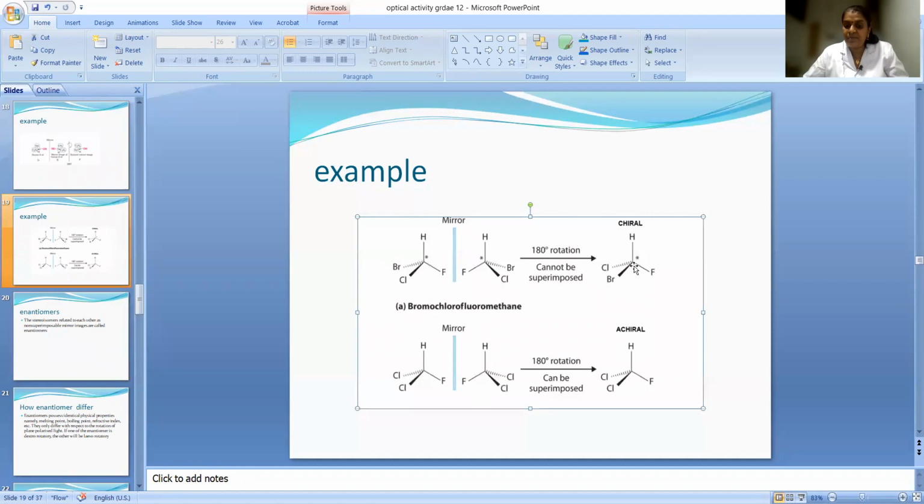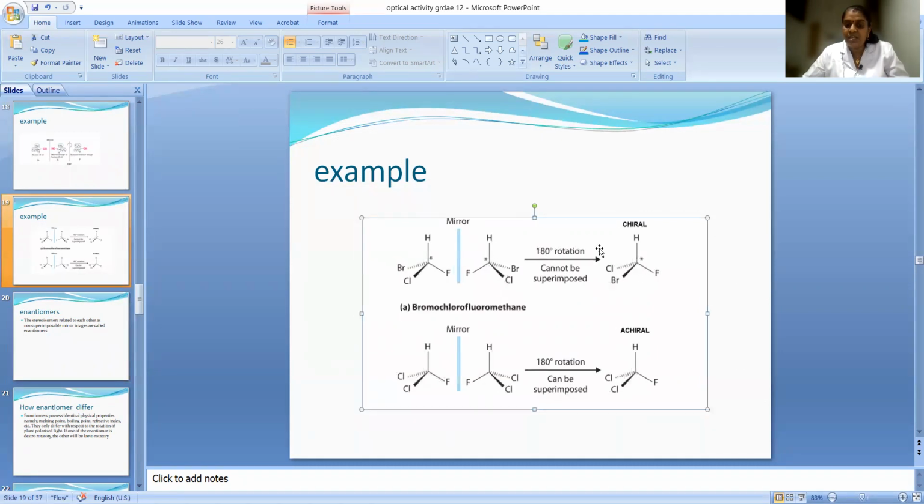You can understand from this picture and this picture. If you keep this over this, Br and Cl will come together, and Cl and Br will come together here. Because of that, they are not superimposable mirror images. So they are optically active, and it has an asymmetric center also.